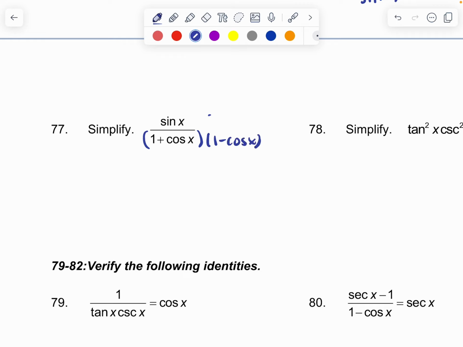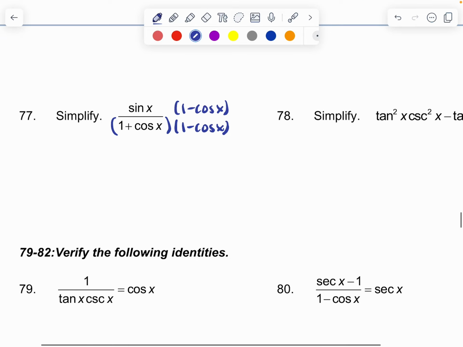If I multiply by the conjugate, 1 minus cosine of x, it becomes something that's very similar. That's why I didn't do these with you guys, but I'll just show you anyways. Okay, so look, on the top, I'm going to have sine of x times 1 minus cosine of x. And then on the bottom, these are conjugates, so all I have to do is first and last.